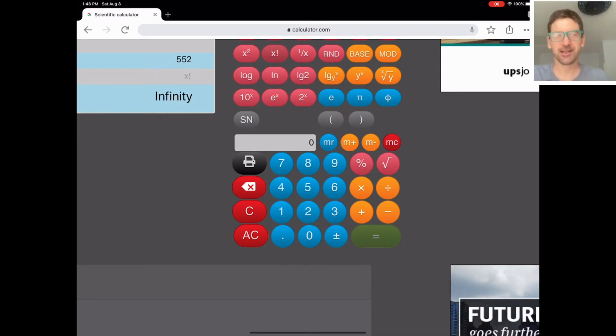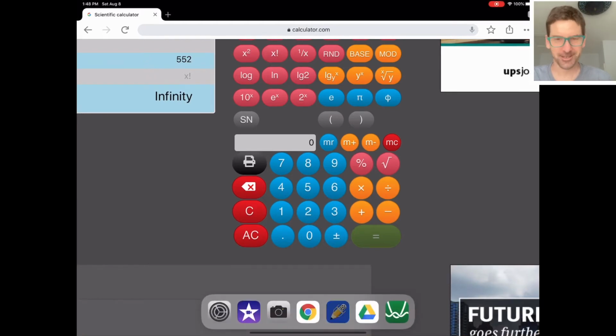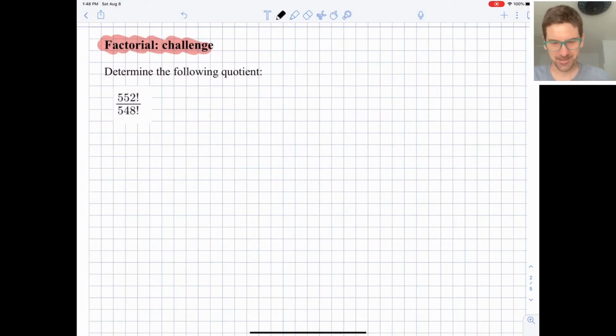I'd rather you get an answer that says error and is being honest with you than just says infinity. 552 factorial isn't even 1% of the way to infinity, okay? I'll try to calm down. But let's go back here. So we can't do 552 factorial, it seems like, on a scientific calculator. We wouldn't be able to do 548 factorial either.